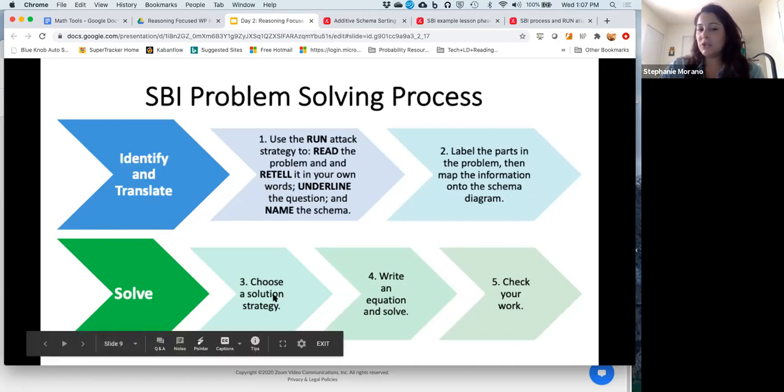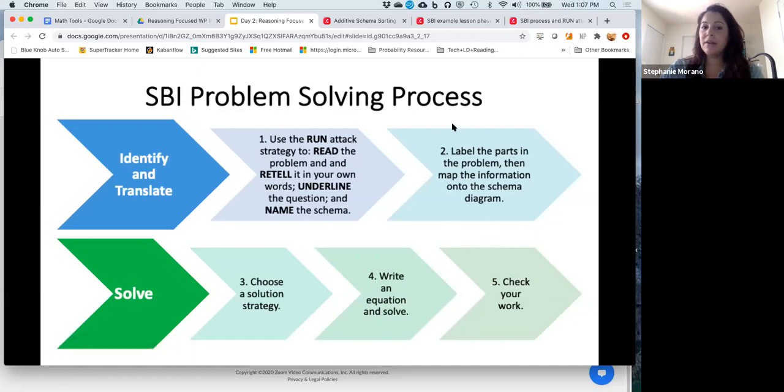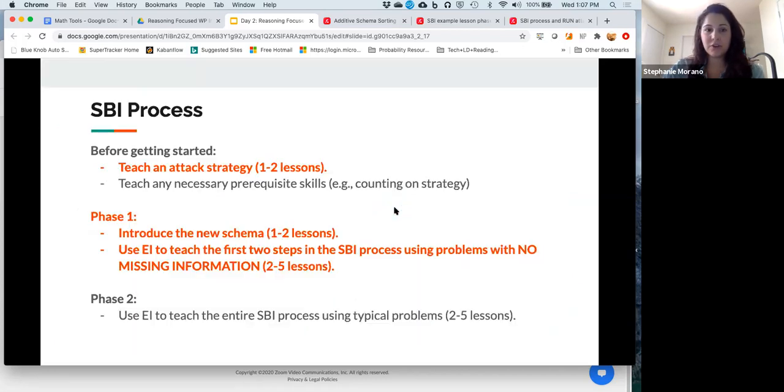Then we choose the solution strategy, write an equation and solve, and check your work. So today we're really going to be focusing on the first 2 steps, because those are the 2 steps we use in the first phase of schema-based instruction. This is the same information, it's just in text.